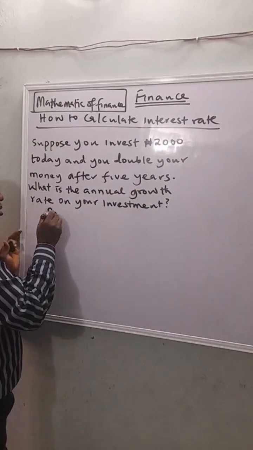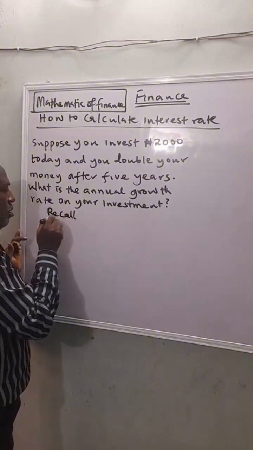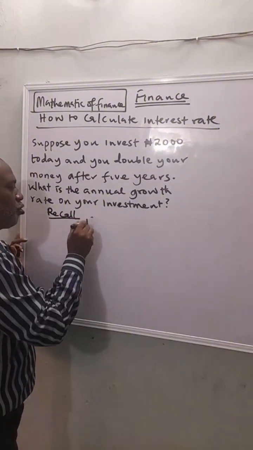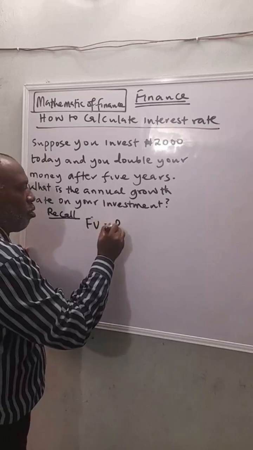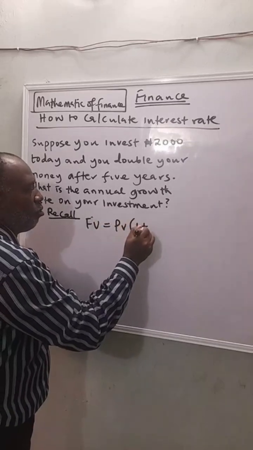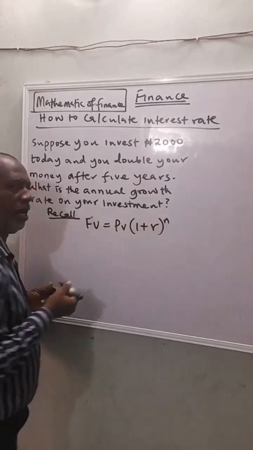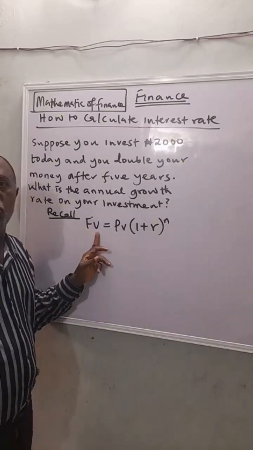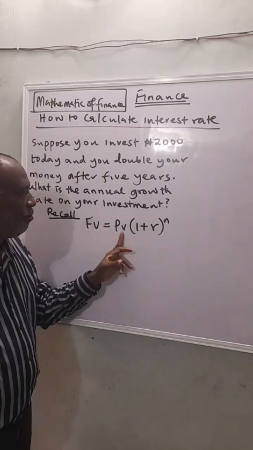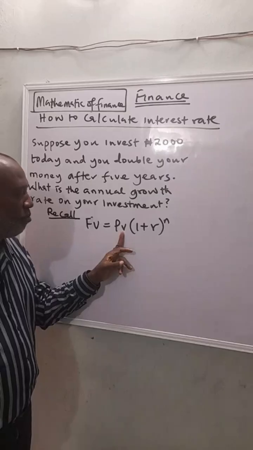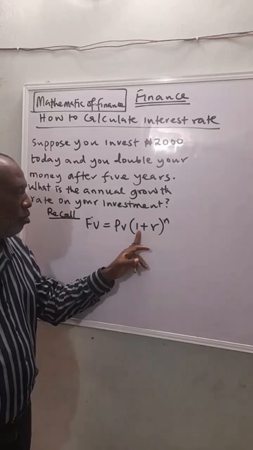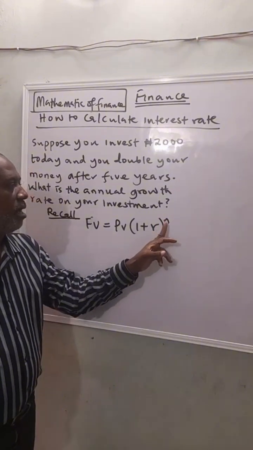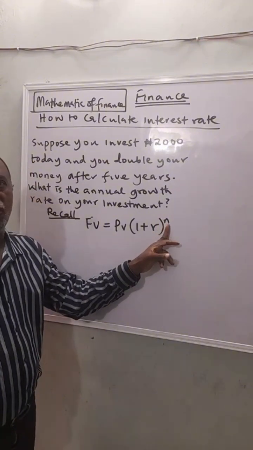Recall that our formula: future value of money is equal to present value of money, 1 plus R, all raised to power n. If you can still recall, FV is the future value of money. PV is the present value of money. This is just one whole number. Our R here is interest rate, and this R is raised to the power of n.